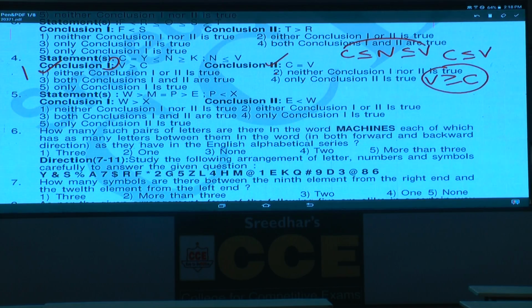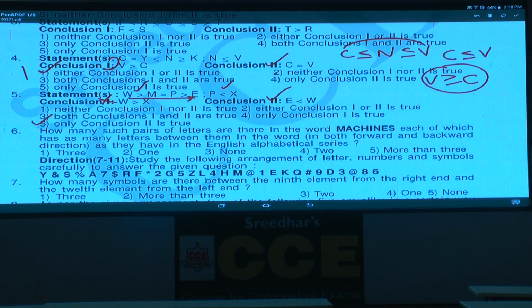Then coming to question number 5, the relation between W and X. Between W and X, W greater than M, M equals to P, and the relation between P and X is what? P lesser than X. Now between W and X, W is greater than, here P lesser than, isn't it? Two opposite symbols between these two, and the first conclusion does not follow. Then what is the second one here? The relation between E and W. Between W and E, W greater than E is true, E lesser than W is also true. Then what is your answer? Only conclusion 2 follows, choice 5. Now this is about question numbers 1 to 5.